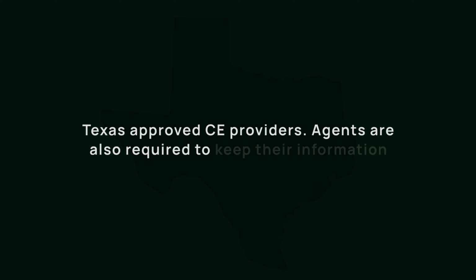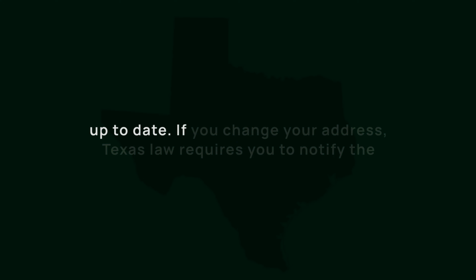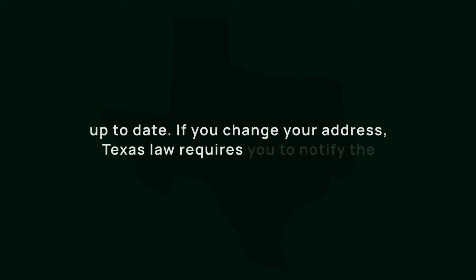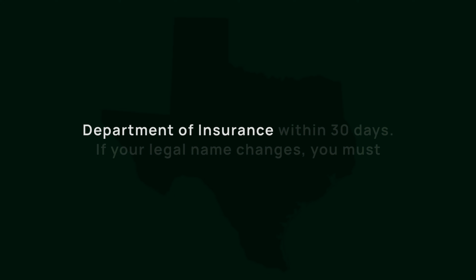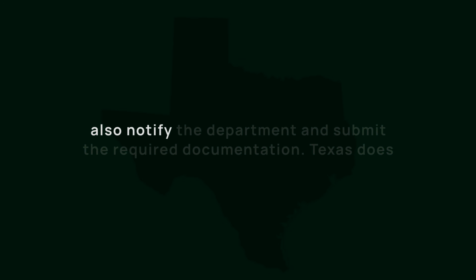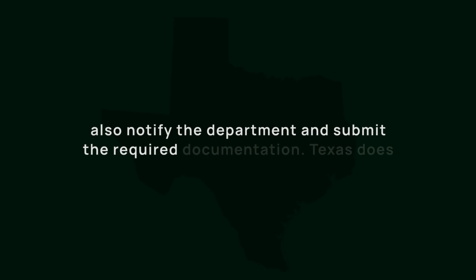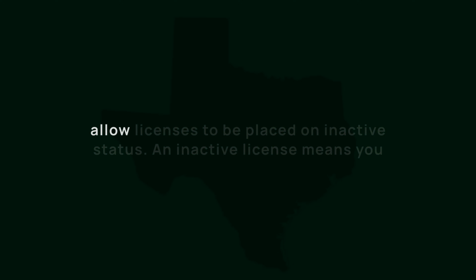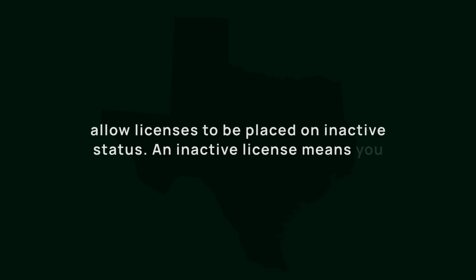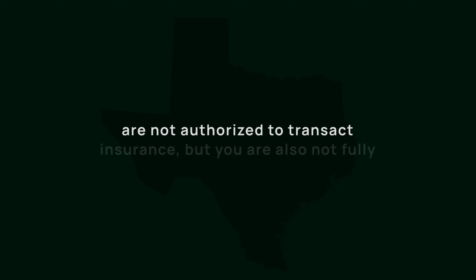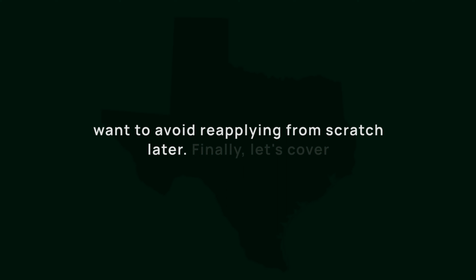Agents are also required to keep their information up to date. If you change your address, Texas law requires you to notify the Department of Insurance within 30 days. If your legal name changes, you must also notify the department and submit the required documentation. Texas does allow licenses to be placed on inactive status. An inactive license means you are not authorized to transact insurance, but you are also not fully terminated. This can be useful if you're stepping away temporarily and want to avoid reapplying from scratch later.